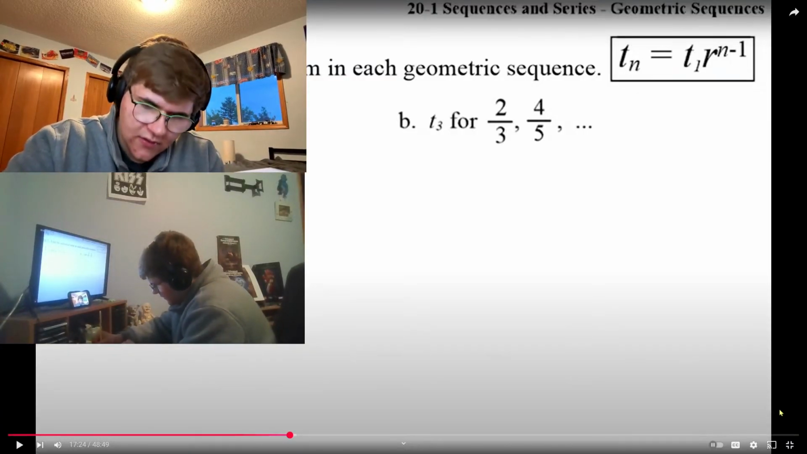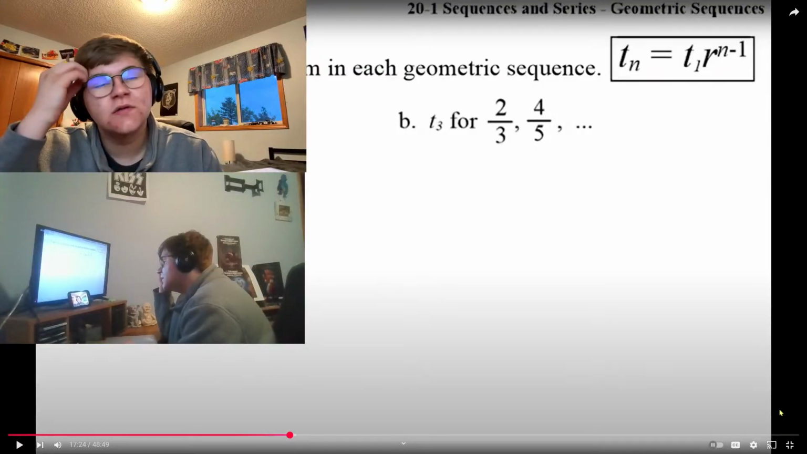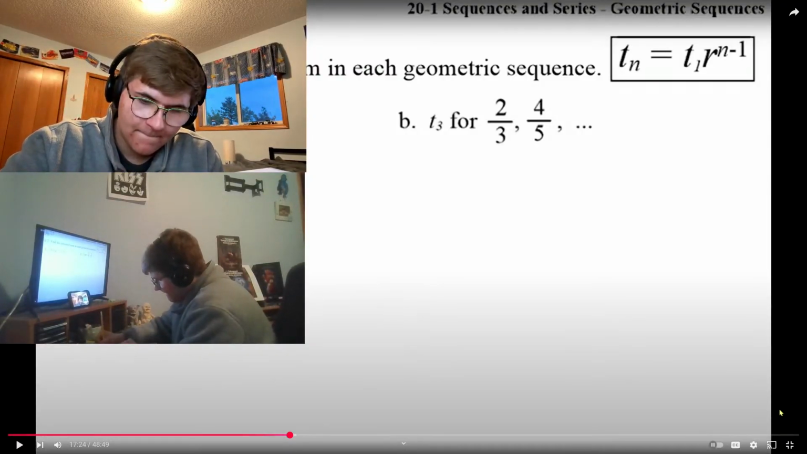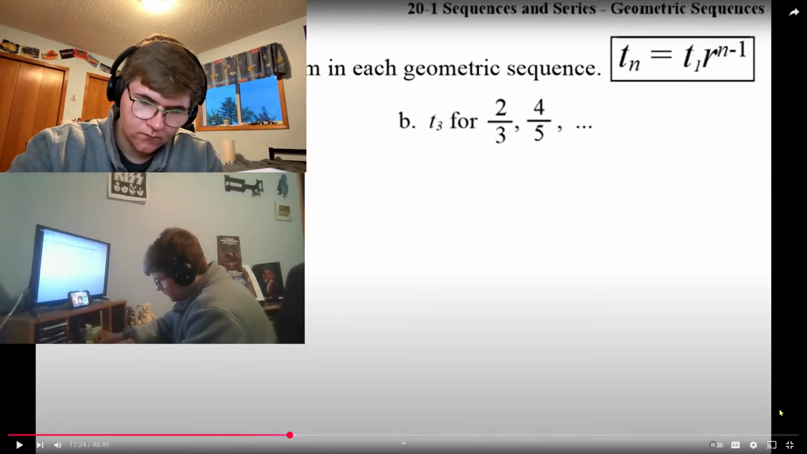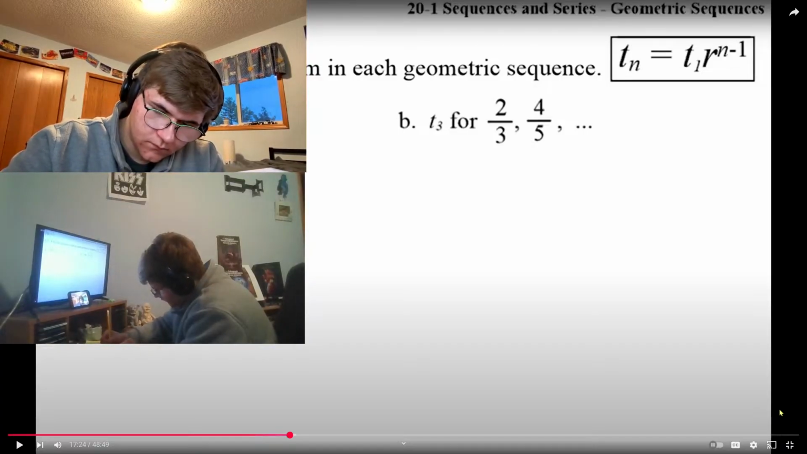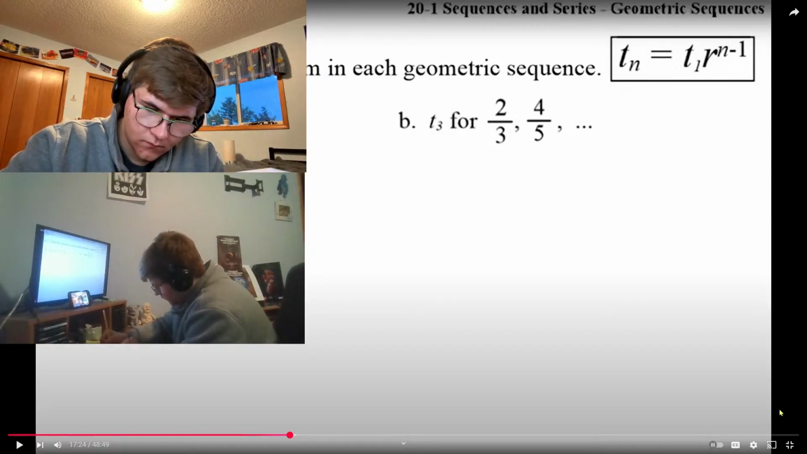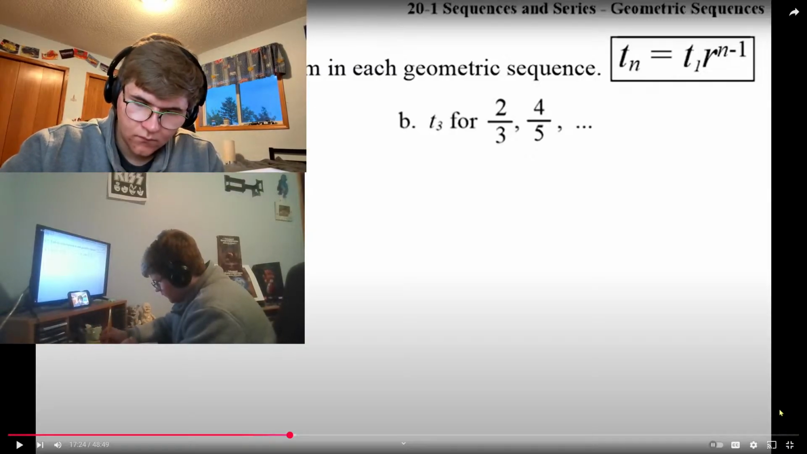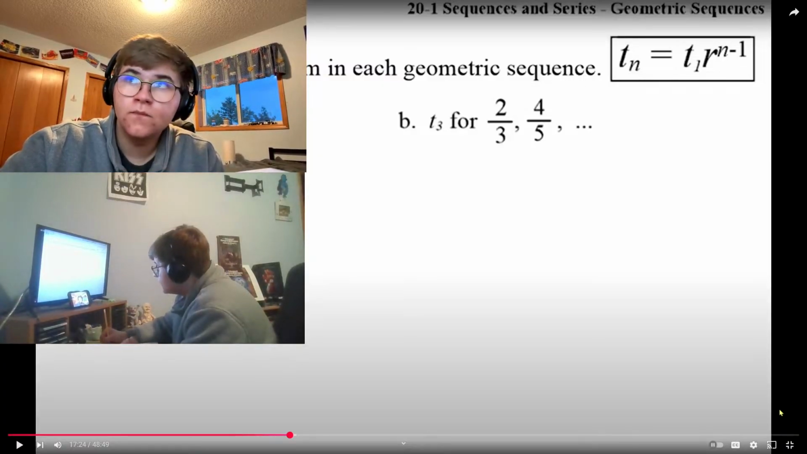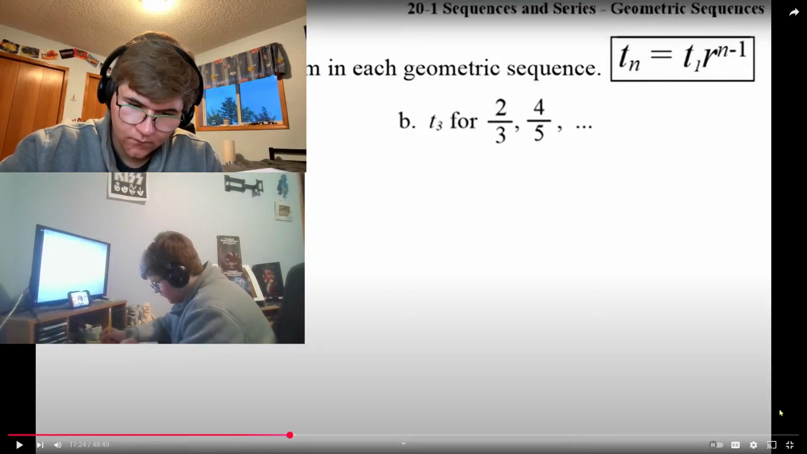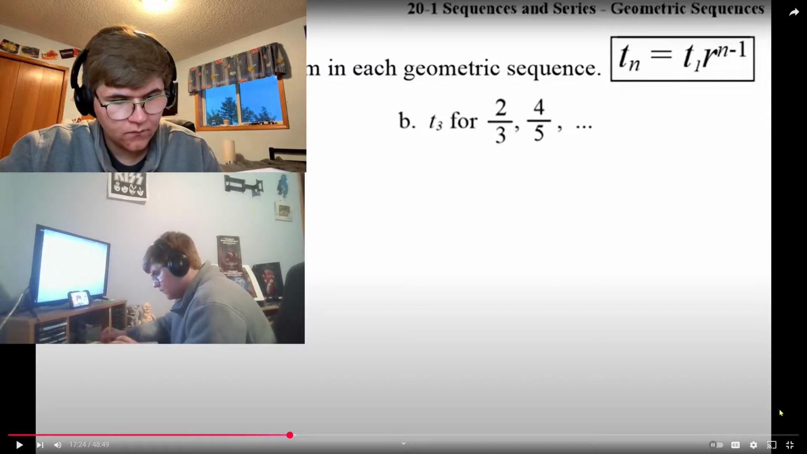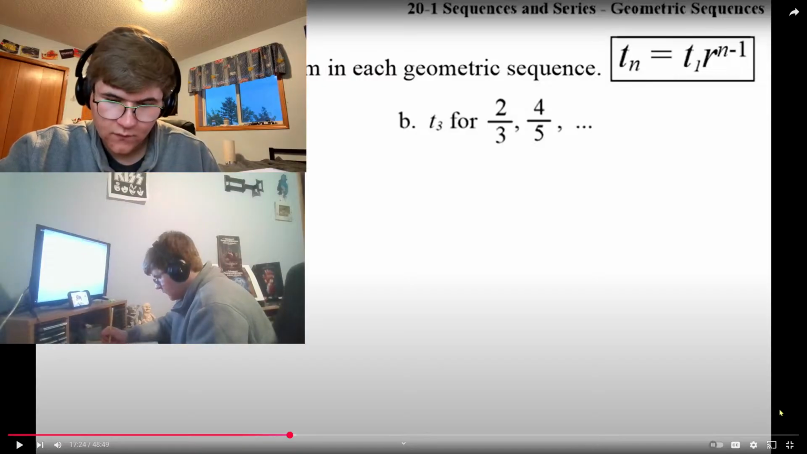Geometric. I hate this entire game. Everything else is not that hard. So. So. So yeah.